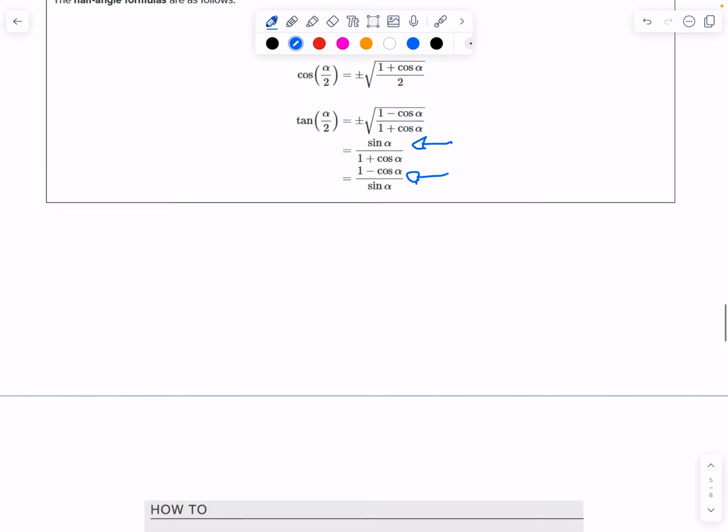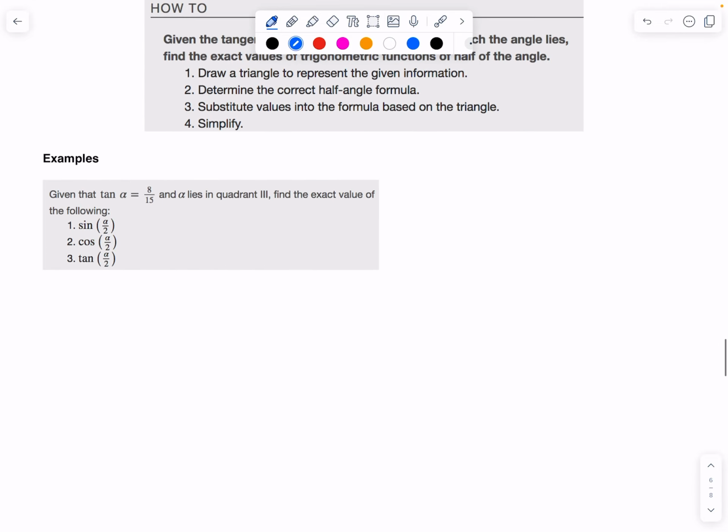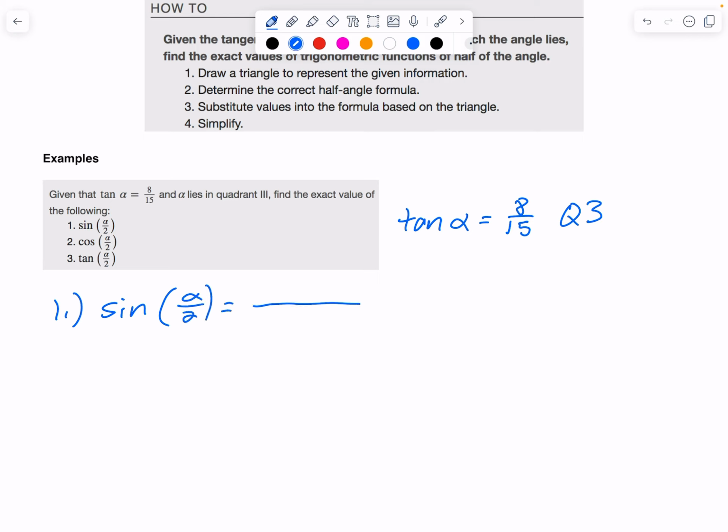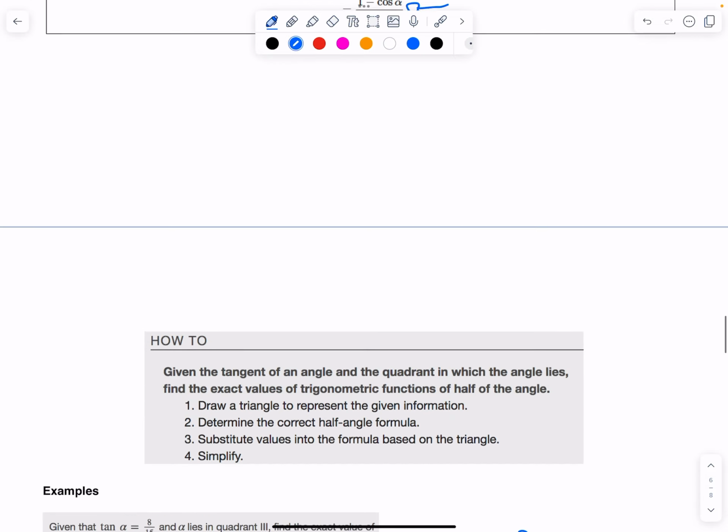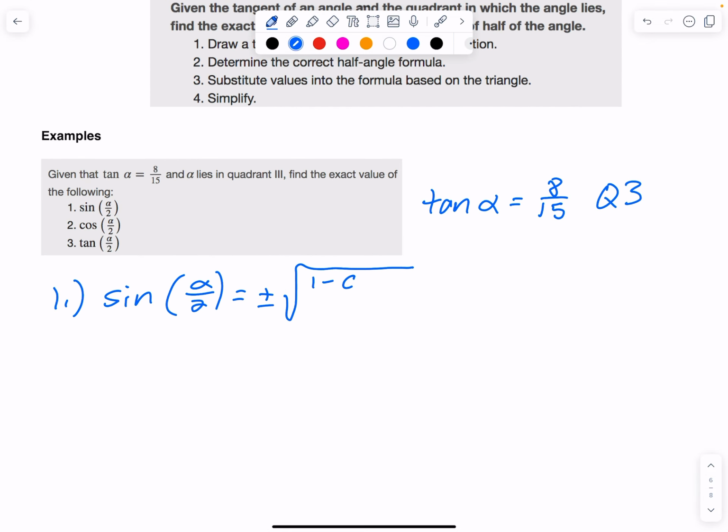Let's get some examples in. All right, so given that tangent alpha, I like to write things down, tangent alpha is 8 over 15, and we're in quadrant 3. Okay, so for 1, sine of alpha over 2, and we're going to use this exact formula that we just used. This is going to be a plus or minus, and we'll deal with that here in a moment. And then the formula that we just came up with was the square root of 1 minus cosine alpha, over 2.